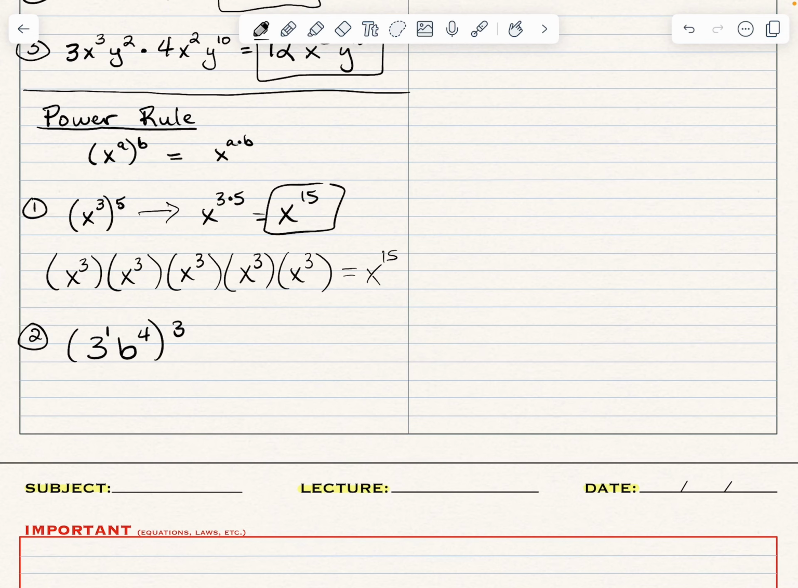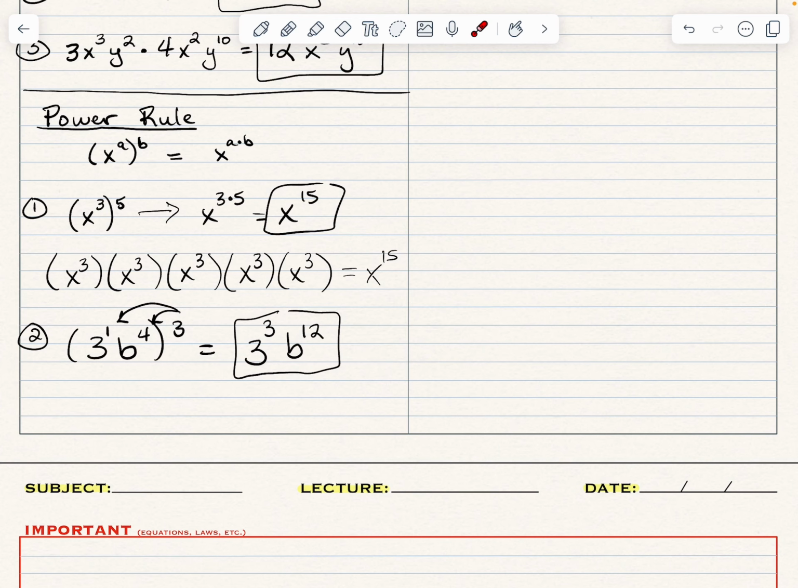Okay? So if we apply our power rule, this power gets multiplied into both of the exponents. So it's going into the 3 and it's going into the 4. It's kind of like the distributive property with the exponents. So you're going to get 3 to the 1 times 3, which is 3 to the 3rd power, and then b to the 4 times 3, which is the 12th power. Okay, and we can leave our answer like this.